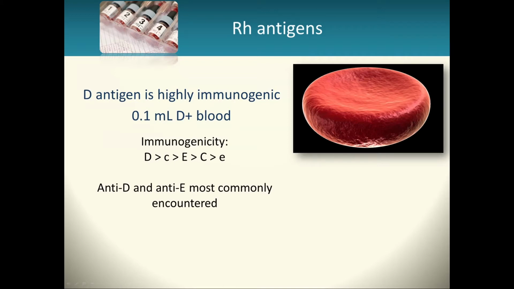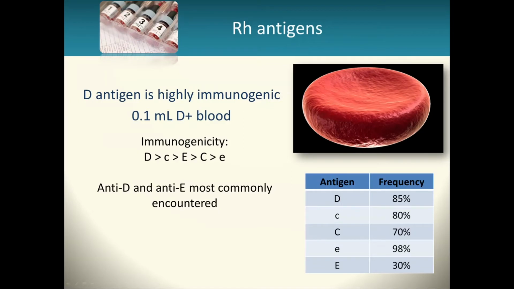So the question is, if little c is more immunogenic than big E, why is anti-big E antibody more commonly found? And the answer to this problem lies in this table of antigen frequencies of the Rh antigens found in Caucasians in the US. Although little c antigen is considered more immunogenic, it is found on approximately 80% of red cells. Therefore, only about 20% of recipients lack this antigen and could form an alloantibody against it. Big E, on the other hand, is found in only 30% of the population, and 70% of recipients have the potential of forming allo-anti-big E antibody if exposed to this antigen.